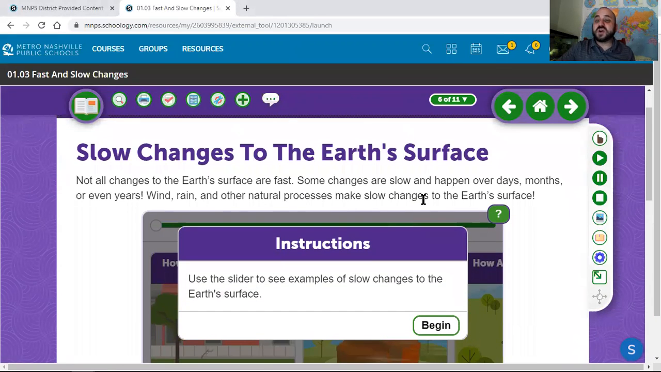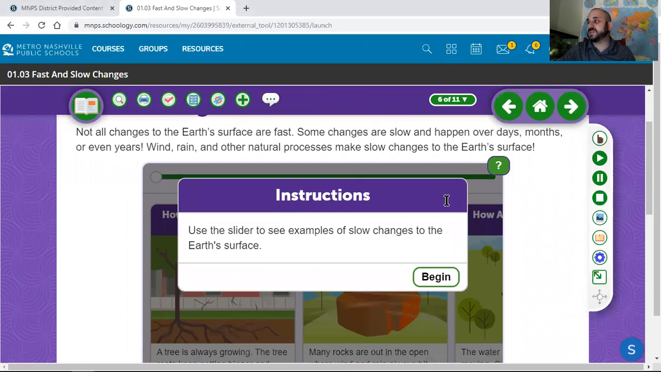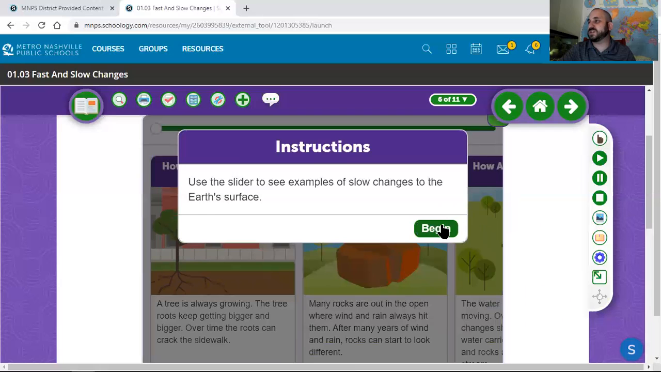There are also slow changes to the Earth's surface. Not all changes that happen are super fast, like from a storm or a flood or an earthquake. Some of them are very slow and can happen over days, months, or even years. Wind and rain and other natural processes make these slow changes.